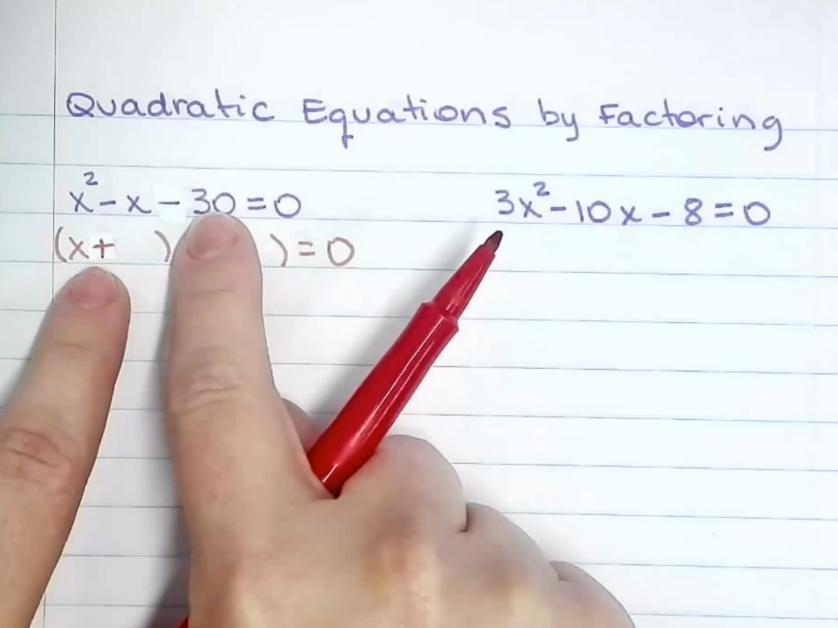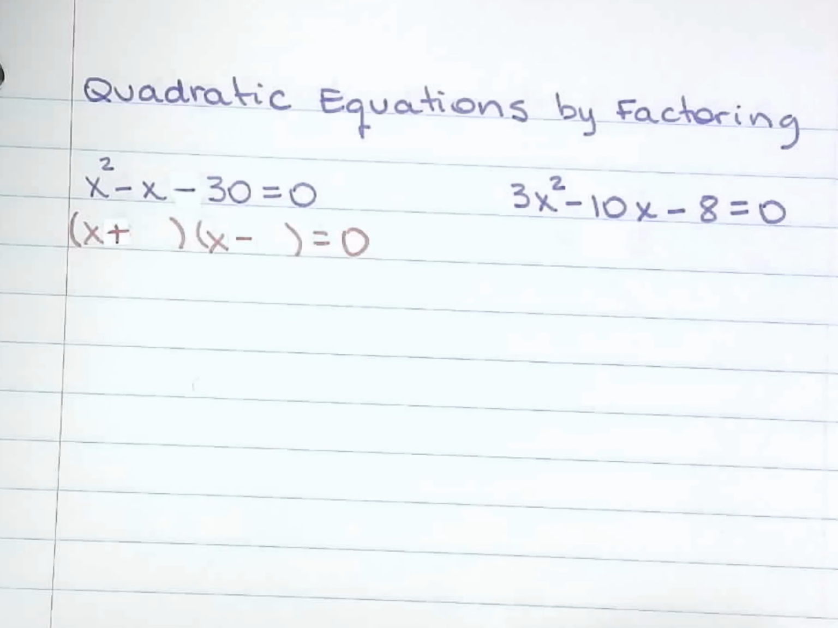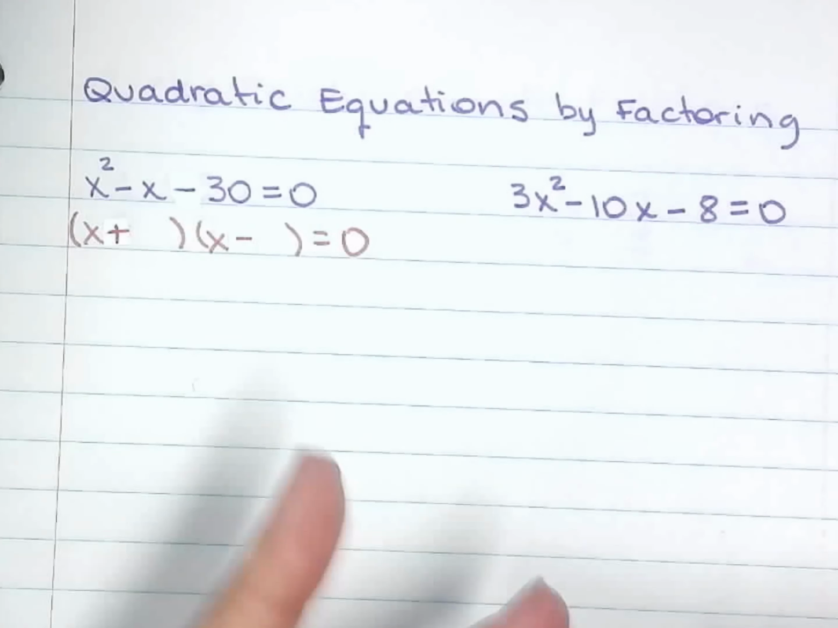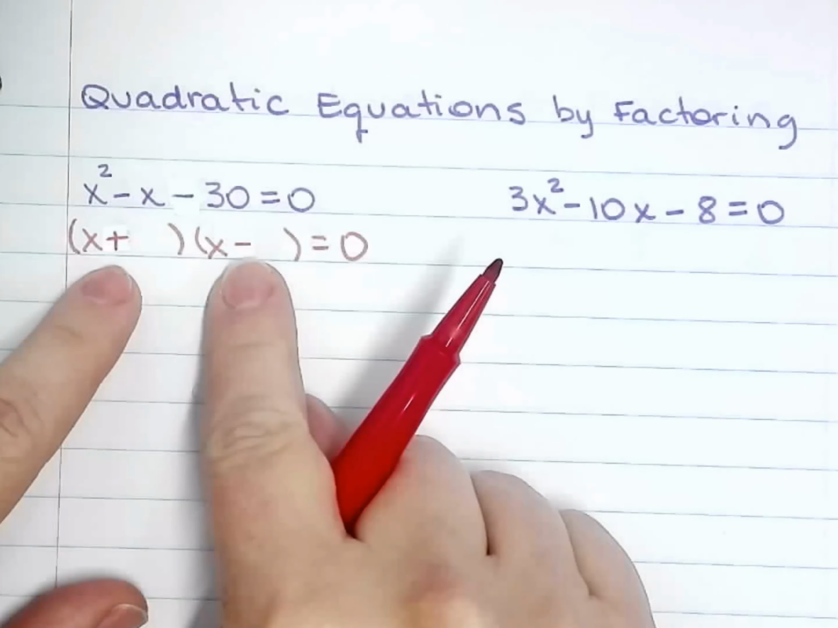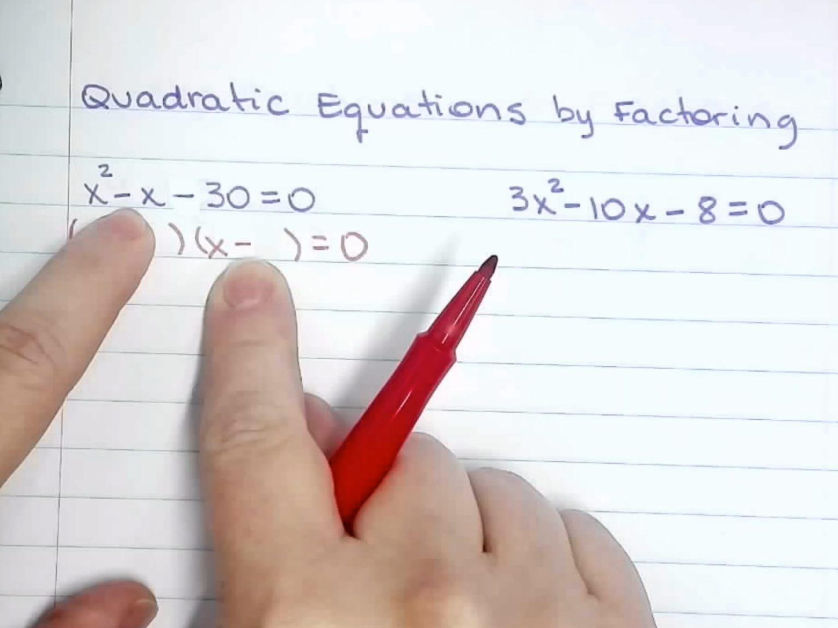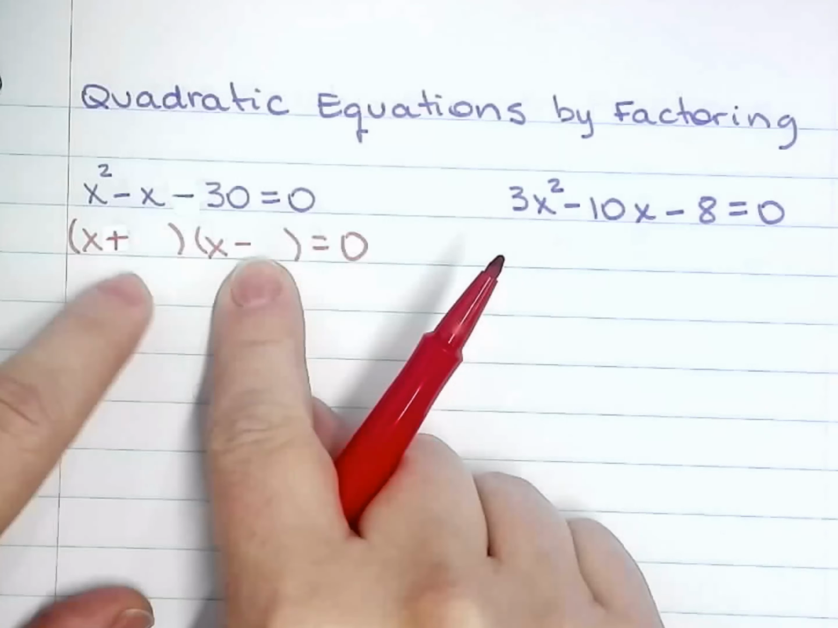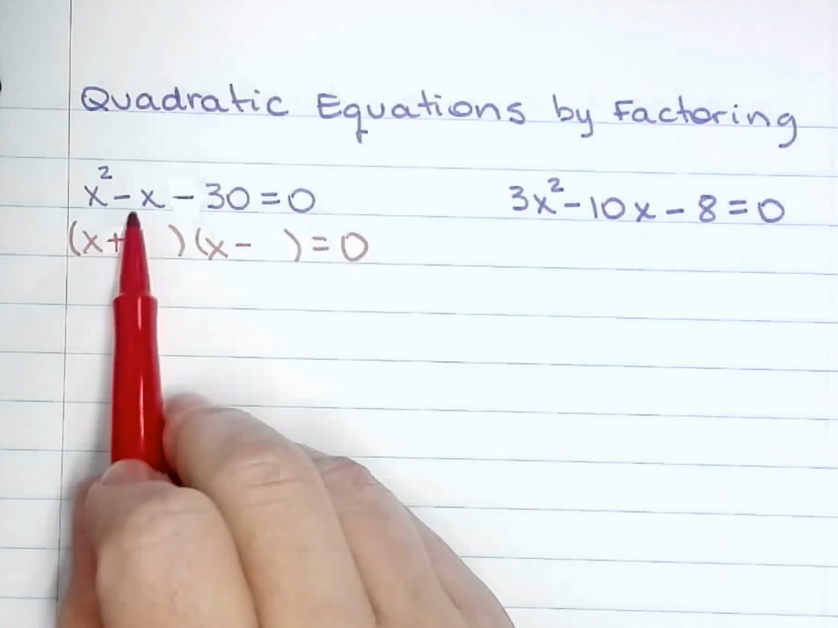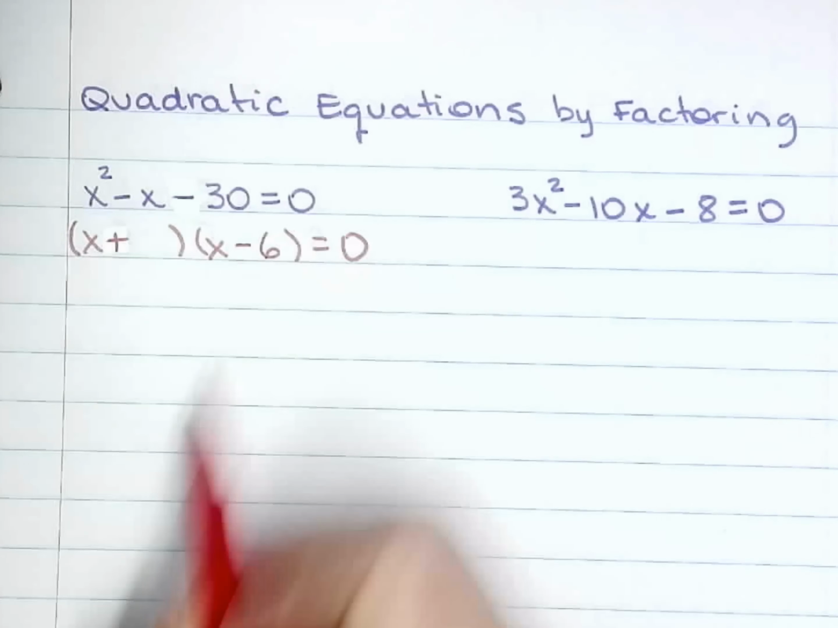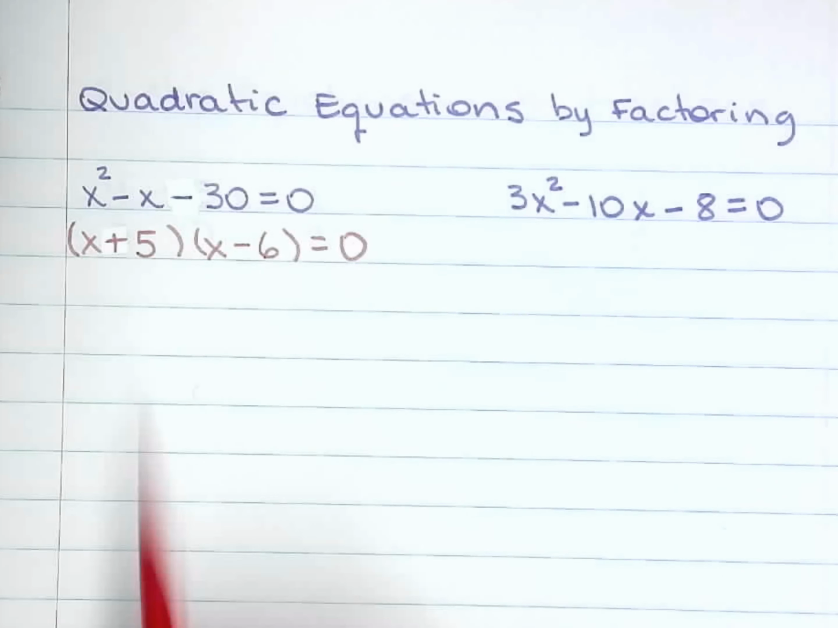So the first numbers that come to my mind could be 1 and 30, 2 and 15, 10 and 3, 5 and 6. So 5 and 6, the difference here is 1. So now you just need to adjust the signs. Because it needs to add up to negative 1, it'll be negative 6, positive 5.